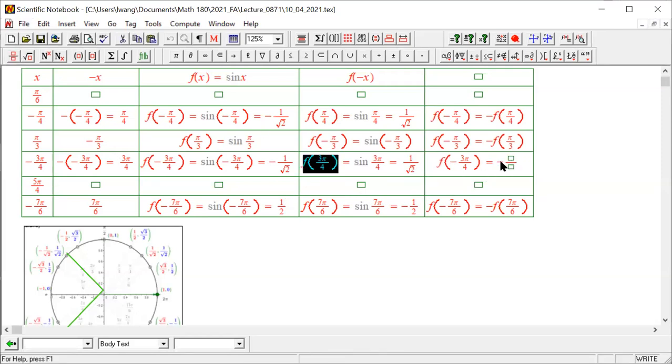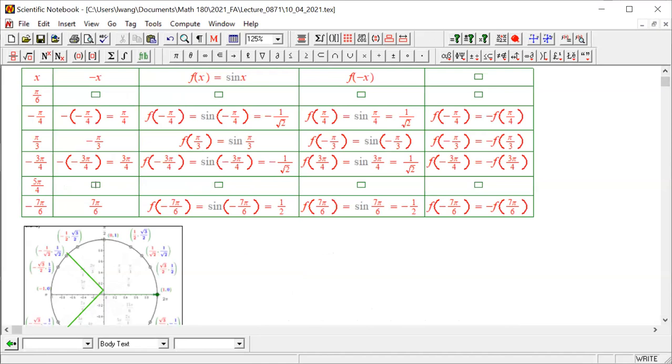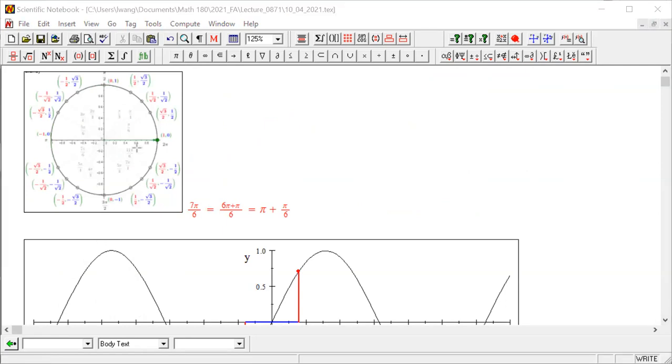Okay. And 5 pi over 4 is similar, right? So let's look at the measurement for 5 pi over 4 and negative 5 pi over 4. How do you measure it? 5 pi over 4 terminates in the third quadrant. Negative 5 pi over 4, you measure from the same place, and you end up here, right?